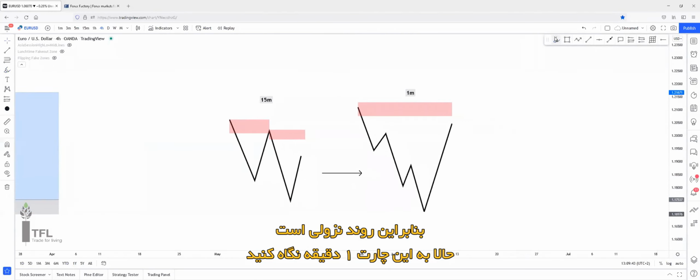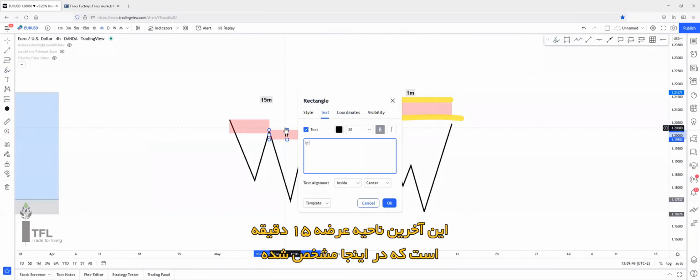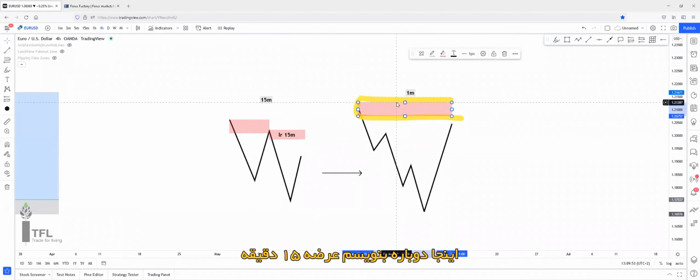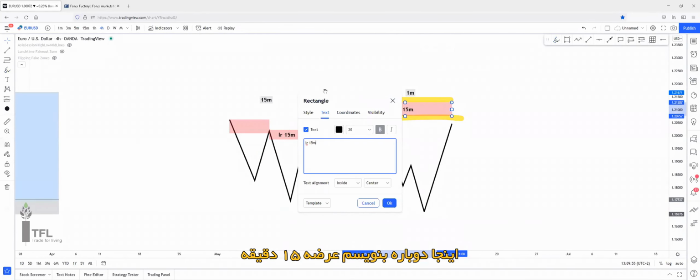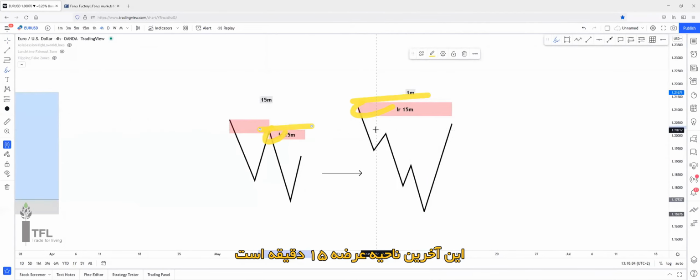Just take a look at this 1-minute chart. This was the last recent 15-minute supply zone, which has been marked right here. So this is the last recent 15-minute supply, and I will type it right here once again: last recent 15-minute supply.